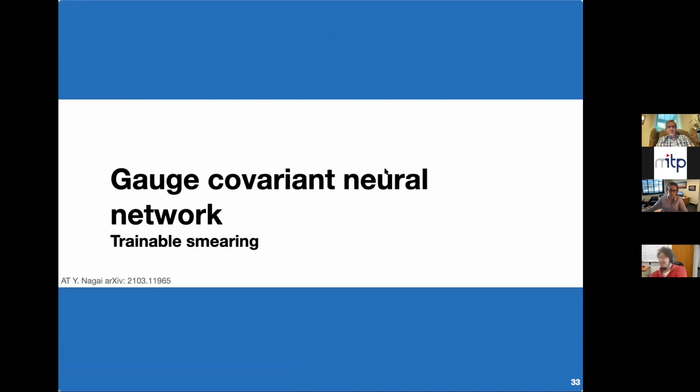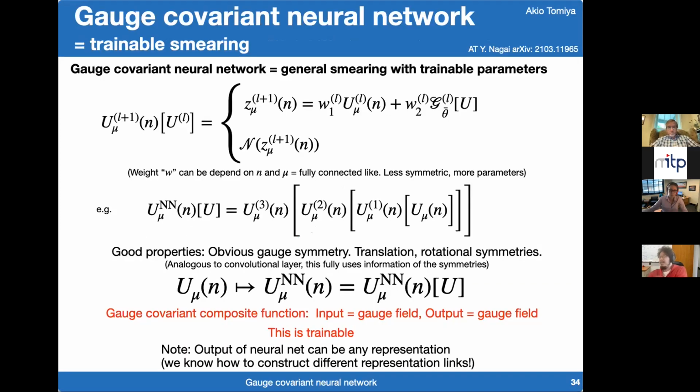Okay, let me move on to the covariant neural network. This is nothing but a trainable smearing. Again, this is a smearing, but written in a slightly different form, to show that the explicit form of the weight is embedded in here. And this is our covariant neural network. This is nothing but a smearing with trainable parameters.